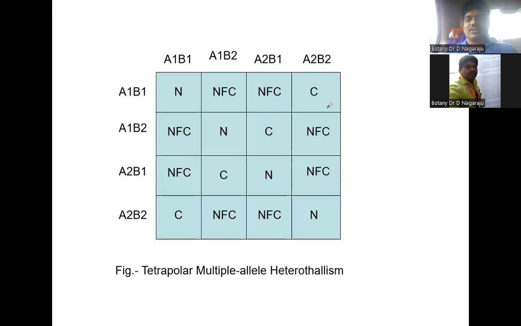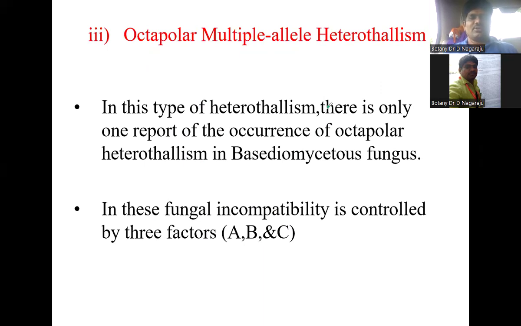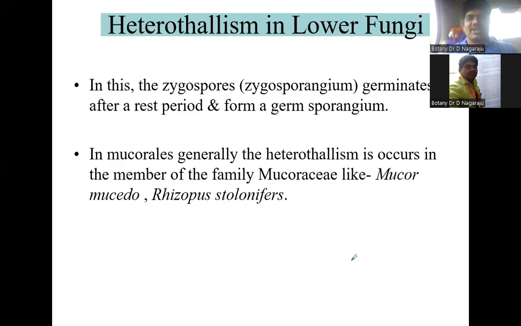Usually it is in 2 locations, whereas in bipolar, in a single location there are 2 different genes; tetrapolar has 2 locations with 4 different genes. Octopolar has multiple locations. This is also present in the Basidiomycetes fungi. Octopolar heterothallism is controlled by 3 factors, A, B, and C, 3 different factors on the loci which affect octopolar heterothallism.